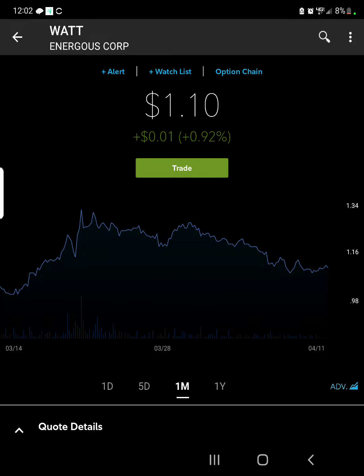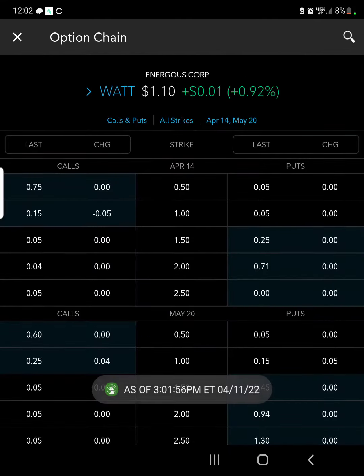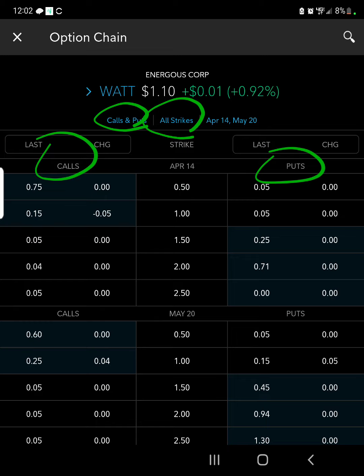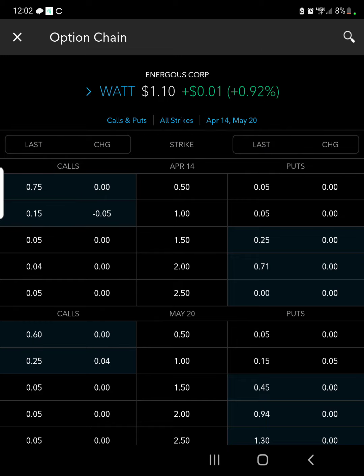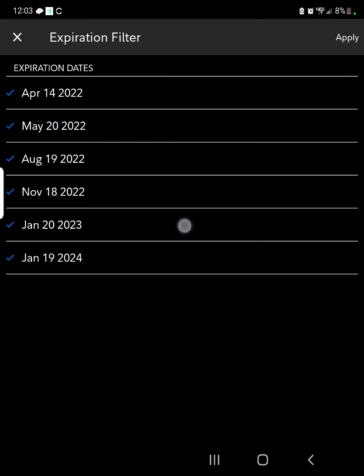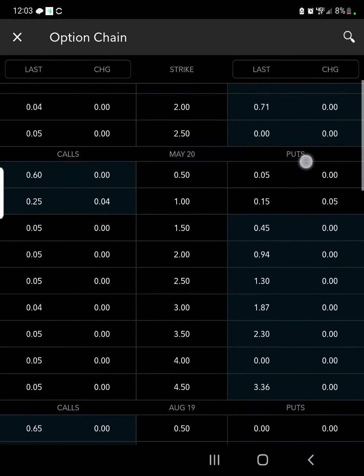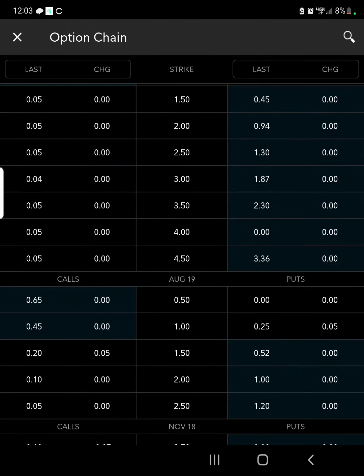So what I'll do is go to option chain up in the upper right. This will show us all strikes, calls and puts, calls on this side, puts on that side, and the dates for expiration. Now, if I wanted to see more dates, I would click on this and I can add in additional dates. Apply.